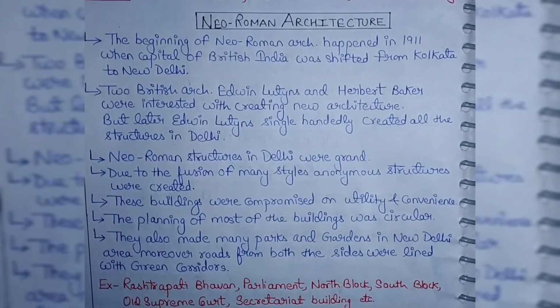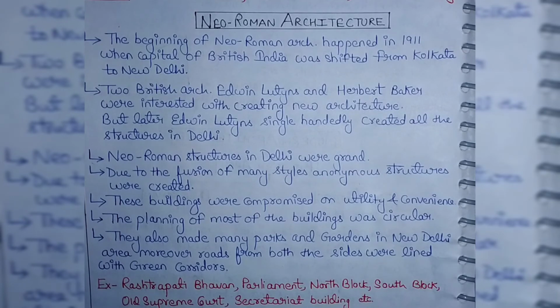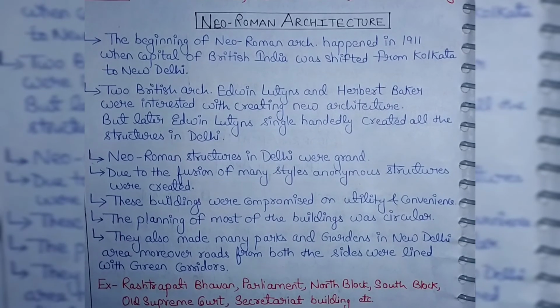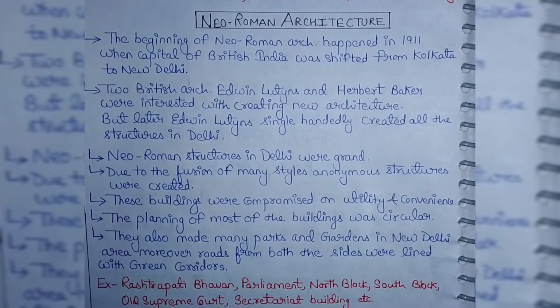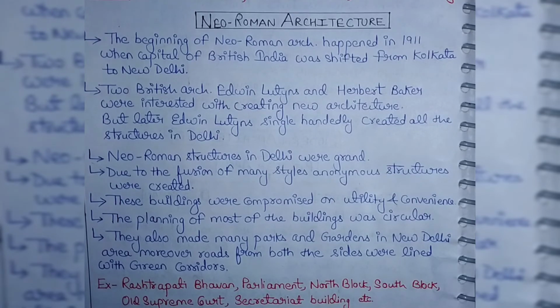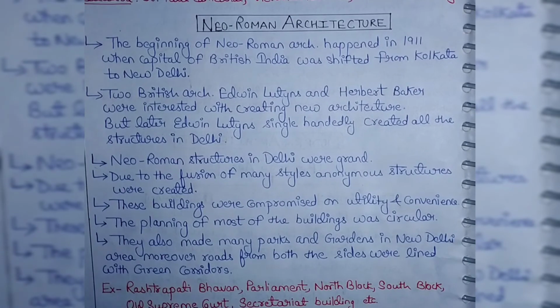Next, we are going to talk about the Neo-Roman architecture. The beginning of Neo-Roman architecture happened in 1911, when the capital of British India was shifted from Calcutta to New Delhi. Two British architects, Edwin Lutyens and Herbert Baker, were tasked with creating new architecture. They were making the architecture, but later Edwin Lutyens single-handedly created all the structures in India, and Herbert Baker was shifted to some other British colony.